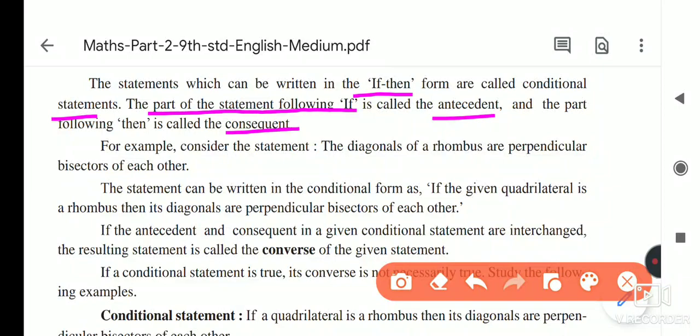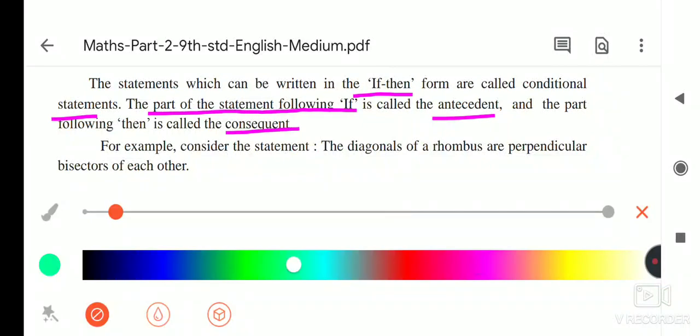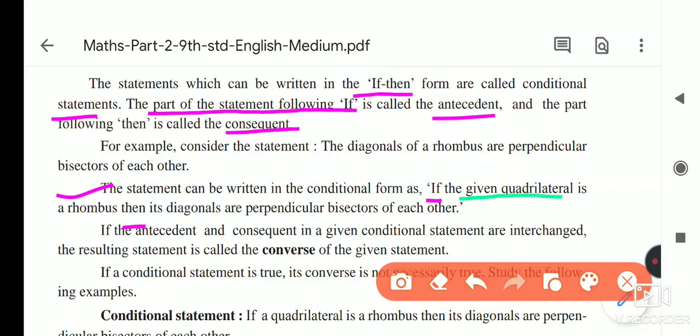If you see this statement, you will notice that if and then are used here. The part which follows the if is, if the given quadrilateral is a rhombus. This part is called the antecedent. The part which follows then, the diagonals are perpendicular bisectors of each other, is called the consequent of that statement. Understood? The statement in the if-then form is called a conditional statement. The part which follows if is the antecedent, and the part which follows then is the consequent.